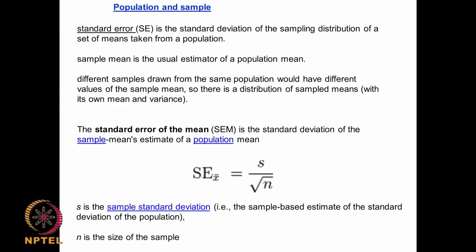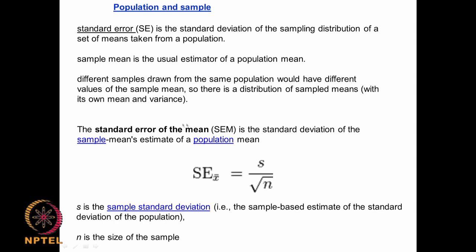Generally the sample mean is a usual estimator of the population mean, and if I take different samples I will get a large number of means, which will have its own mean, that means the mean of all the means, and it also will have a normal distribution with its own variance. So, the standard error of the mean, we call it standard error, is the standard deviation of these sample means, an estimate of the population. So, how do you calculate standard error? We get the standard deviation of the sample divided by square root of n.